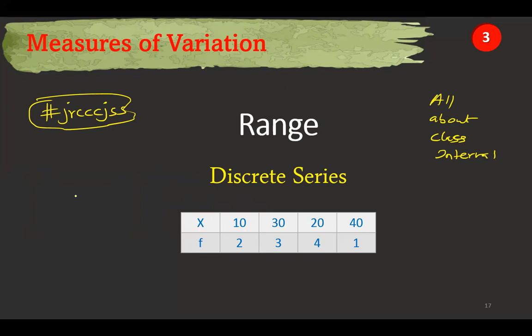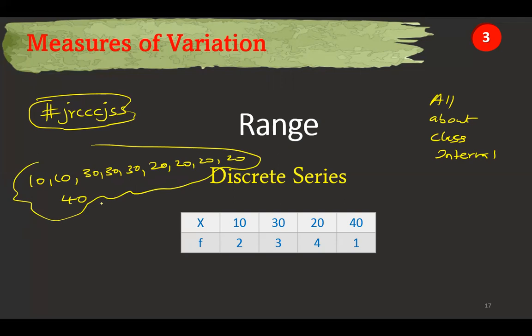Now, 10 has come 2 times here. 30 has come 3 times here: 30, 30, 30. Then 20 has come 4 times: 20, 20, 20, 20. Then 40 has come 1 time. Now this is called an individual series. When I write this individual series with the help of frequency, that is, 10 has come 2 times like this, this is called a discrete series.